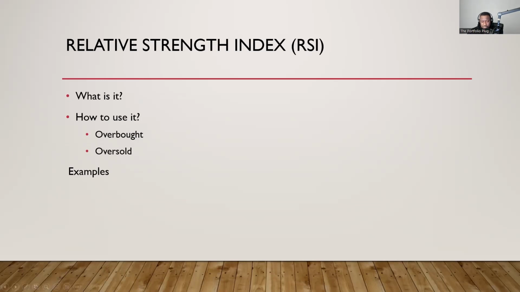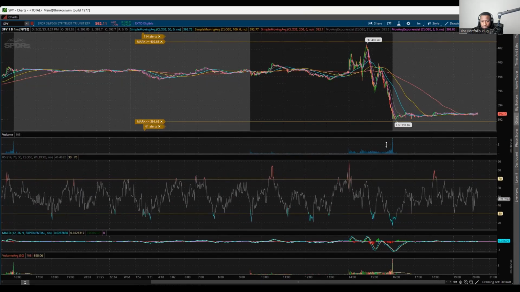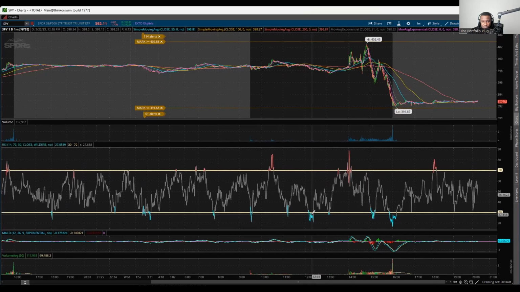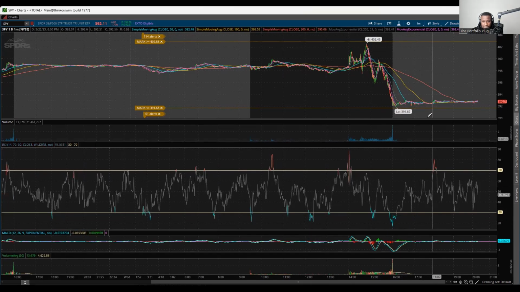Let me share my screen so you can see. All right, so this is the RSI right here. If you notice right here, oversold. Anytime that it's oversold, prepare for a move to the upside. That doesn't mean it's going to happen instantly, just be ready for it. You're going to start to see a move to the upside.